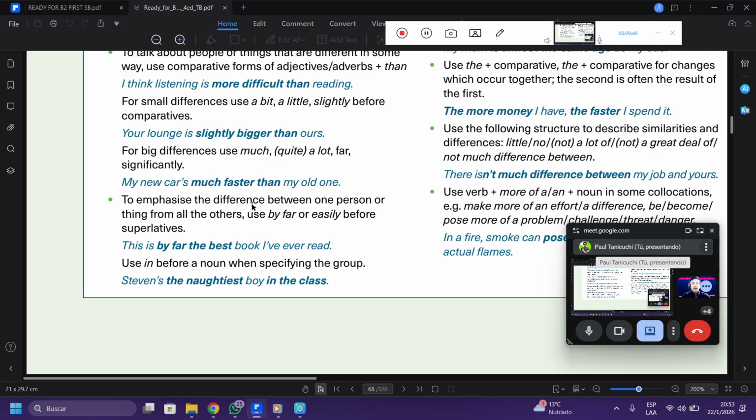For instance, my new car is much faster than my old one. Okay? So please, one more time, Ayala, your example. My job is much harder this year than last year. Yes, than the previous one, you can say. Okay. Camila, please, yours.